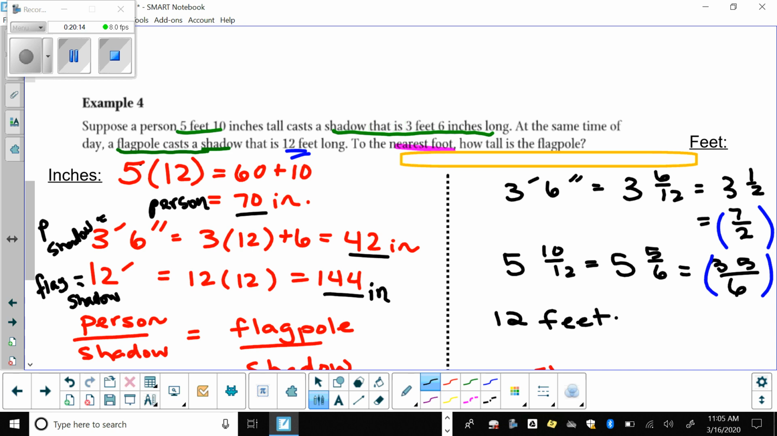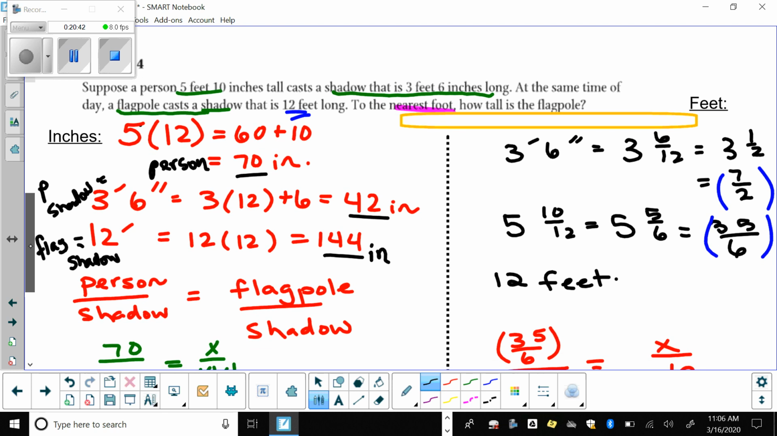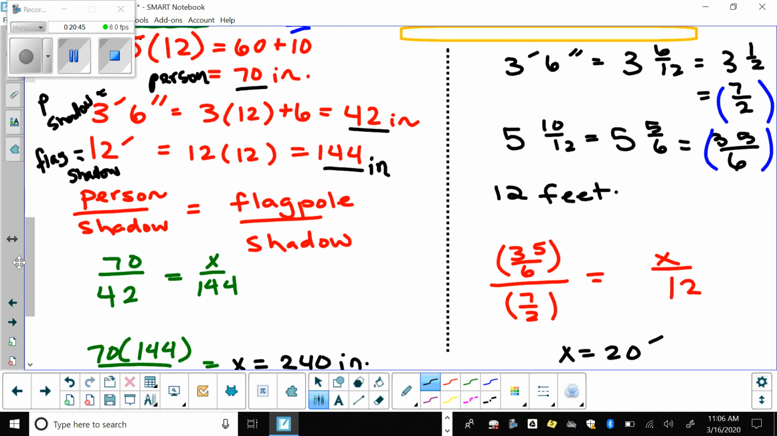Here's another way people might have done it. Some people might have wanted to change everything to feet. So 3 feet and 6 inches is really 3.5 feet, and 5 feet and 10 inches is really 5 and 5/6, which I changed to an improper fraction. So this is all in feet.